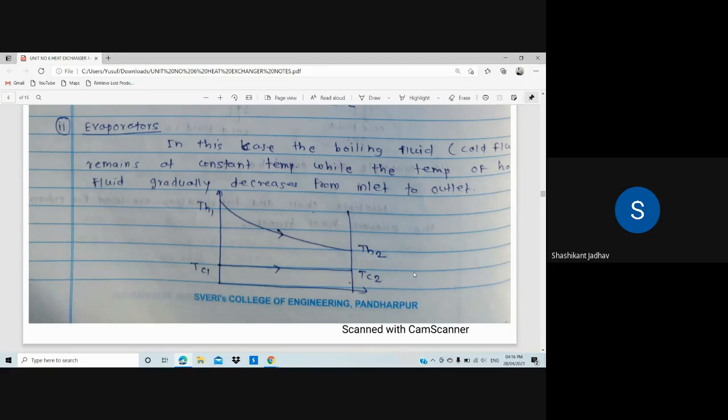So this is the second type according to the physical state of the fluid, that is condenser and evaporator. Here we have completed the types of heat exchanger, or classification of the heat exchanger. We have discussed four classifications.